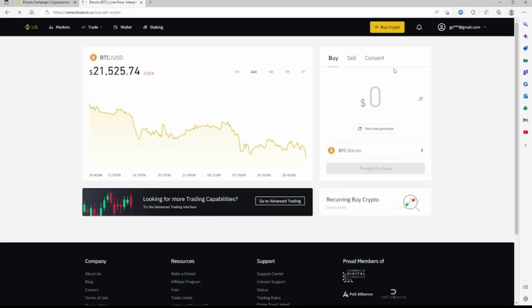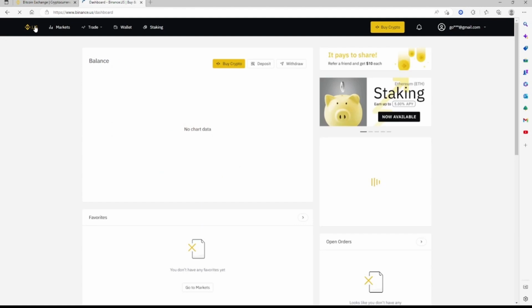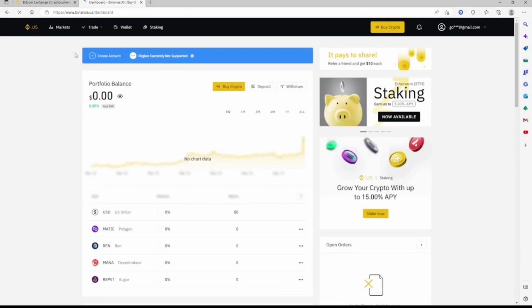So I'm going to the buy crypto section. Here I'm going to discover that I can't buy or sell crypto or do anything with crypto because I live in Texas. Please get that fixed. Please, Texas legislator, act as soon as possible.